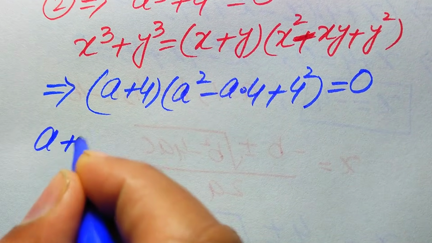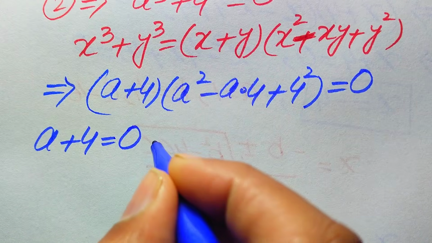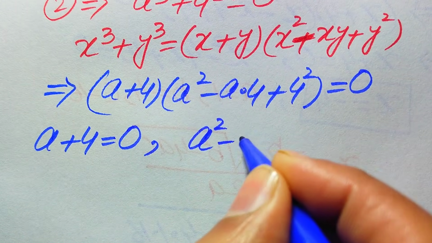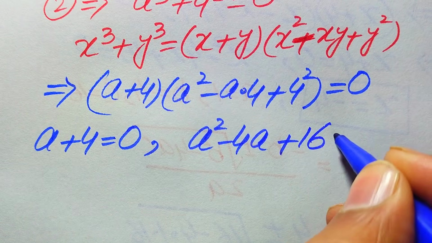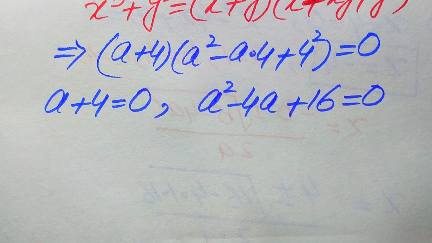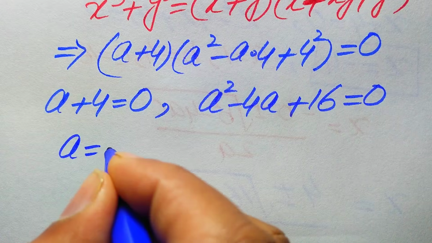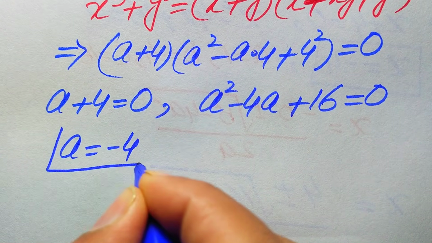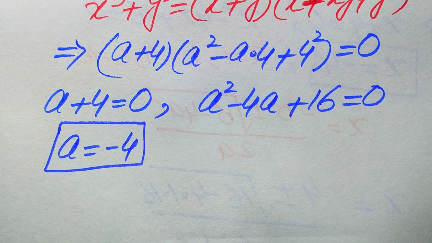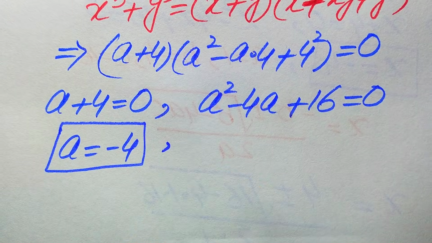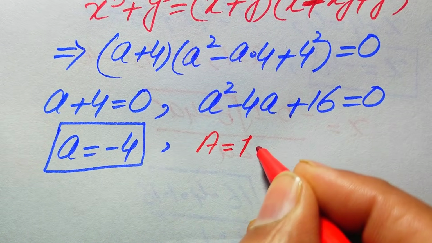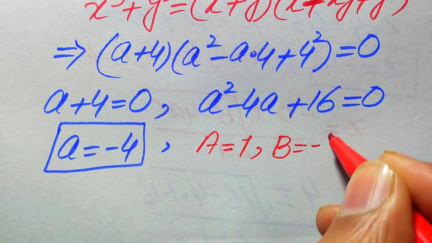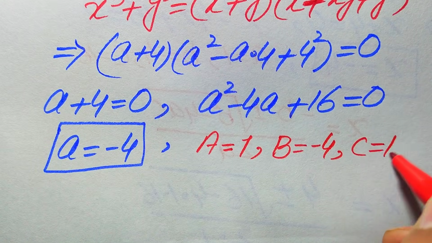And now we divide this equation into two cases. The first case is we write a plus 4 equals to 0, and the second case is we write a square minus 4a plus 4 square, which becomes 16, and this whole equation is equal to 0. From here, we easily get the value of a is equal to minus 4. So this is the first root which we get here from the second equation. And here we again apply the quadratic formula to find the other roots. So we write the coefficients of this equation, and they are a equals to 1, b equals to minus 4, and c equals to 16.